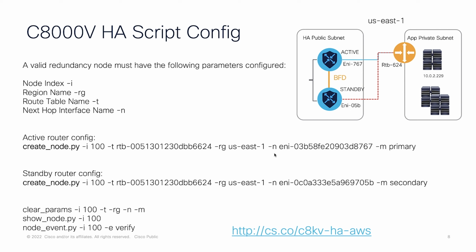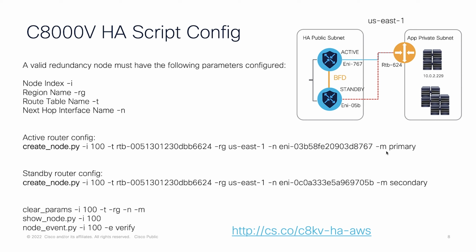And then -n, this is the interface that we want to be the new target on our route table whenever the script gets executed. So here we're saying that whenever the active c8KV executes the HA script to the route table 624, I want the new target to be ENI 767, so that whenever traffic flows back, it's going to go through the route table and go through the active one instead of the standby one once again.